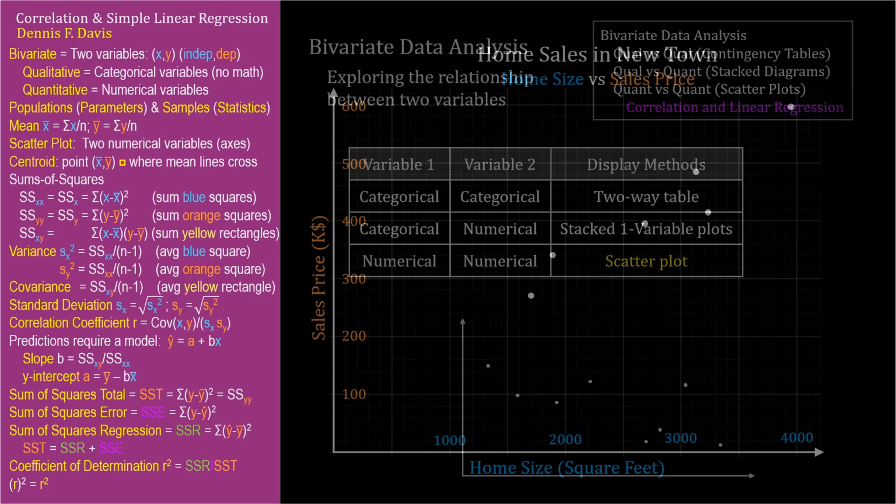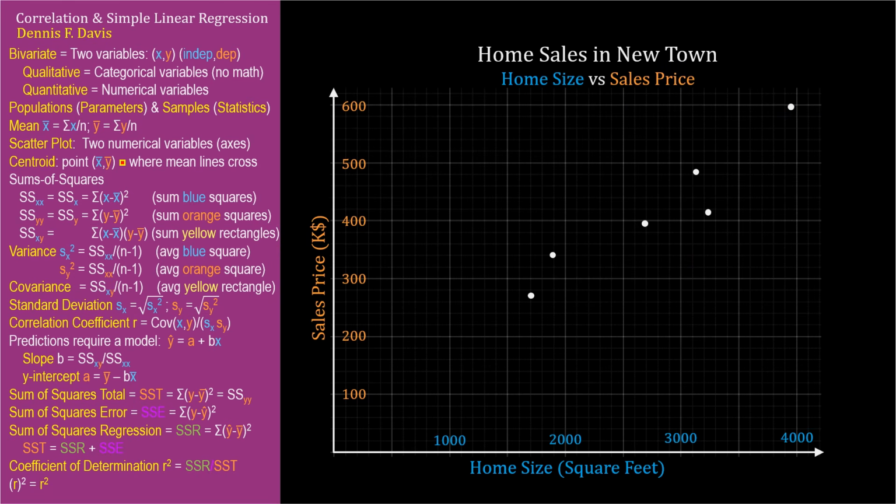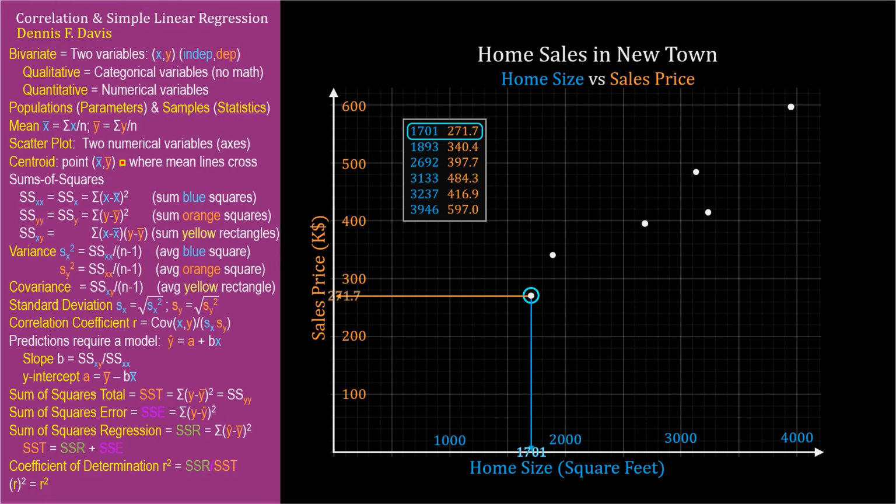Here's some home sales data again, and here are the data values we've been using in our statistics calculations. On a scatter plot, we're seeing data for two variables at the same time. As we've already seen, each point represents a home sale having two simultaneous variable values, home size and sales price. I'm going to formalize the blue and orange color coding going forward.